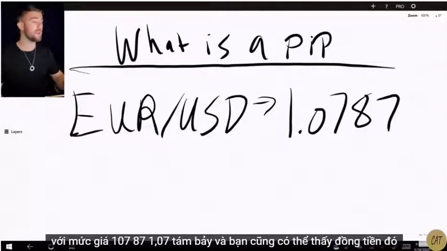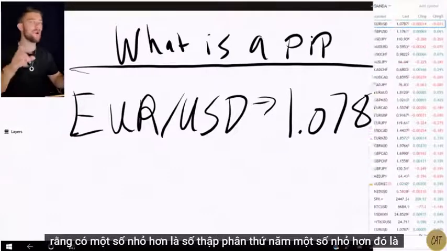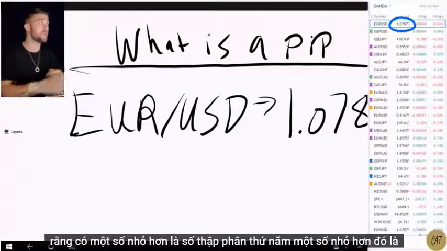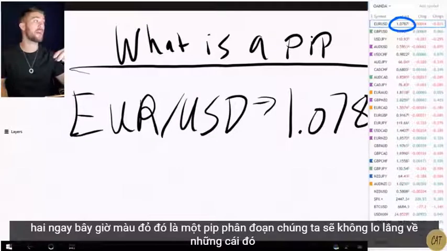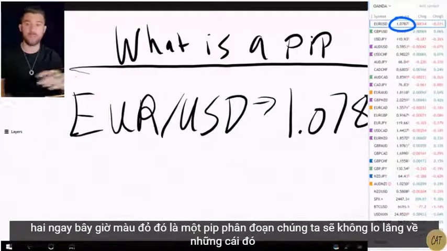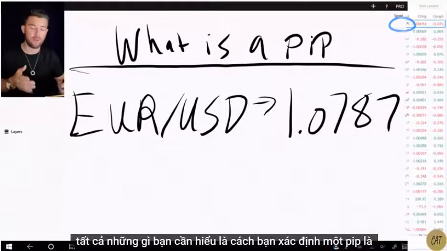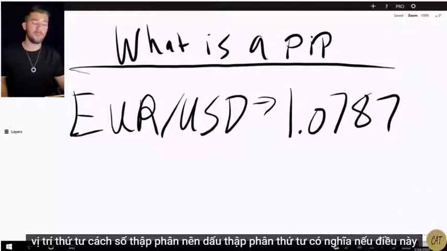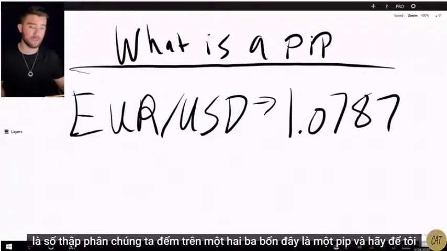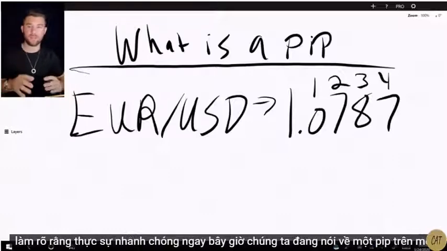1.0787. And you can see on the currency as well that there is a smaller number as a fifth decimal, a smaller number that's 2 right now in red. So that's a fractional pip. I'm not going to worry about those at all. What you need to understand is that the way you identify a pip is the 4th place away from the decimal. So the 4th decimal point, meaning if this is the decimal point, we count over 1, 2, 3, 4. This is a pip.